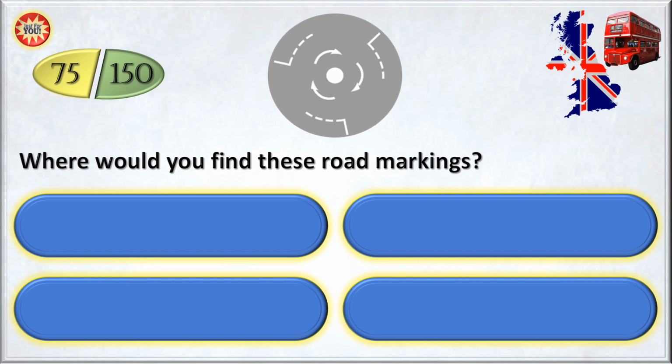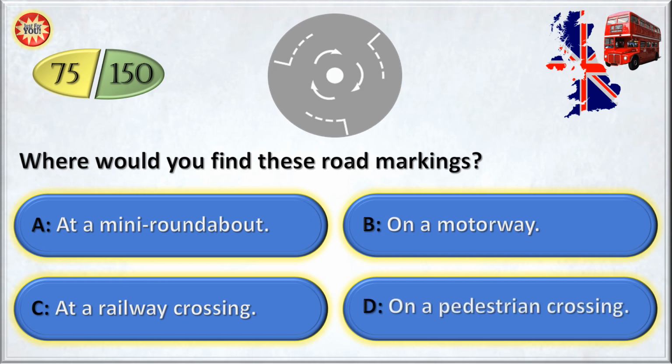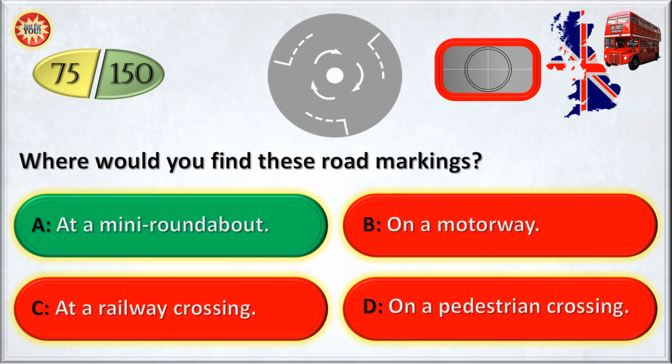Where would you find these road markings? At a mini roundabout. On a motorway. At a railway crossing. On a pedestrian crossing. At a mini roundabout.